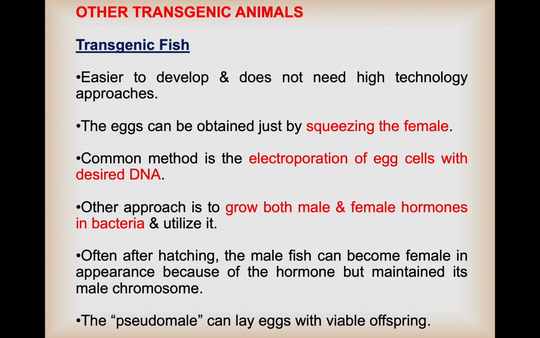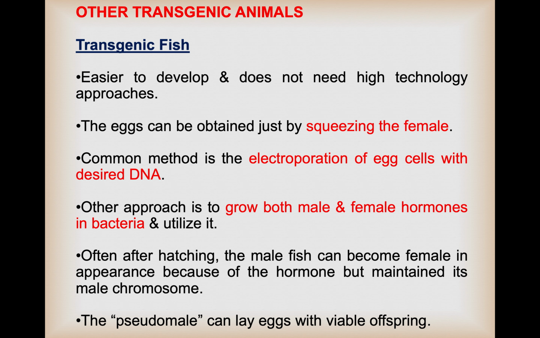The common method is electroporation, whereby the egg cells are electroporated with the desired DNA so that it is fused together and more or less goes through mitosis. Another approach that could be used is to grow both male and female hormones in bacteria and utilize them.